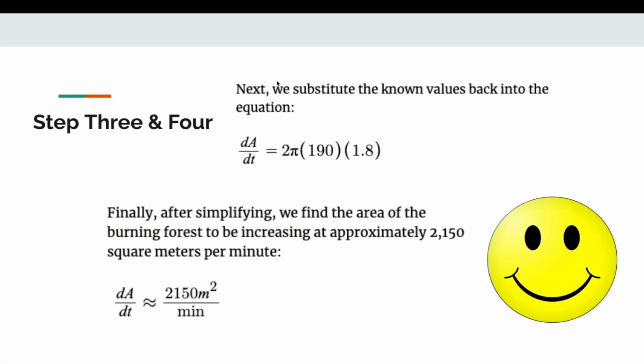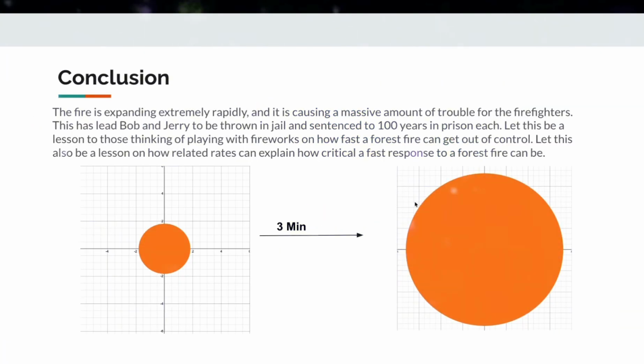Now we can substitute the known values that we had at the beginning back into the equation. So that would make the new equation dA over dt equals 2 pi times 190 times 1.8. And then all we have to do now is simplify, and then we can find the area of the burning forest to be increasing at approximately 2,150 square meters per minute. And so this is our answer, and we can basically see this in Desmos.